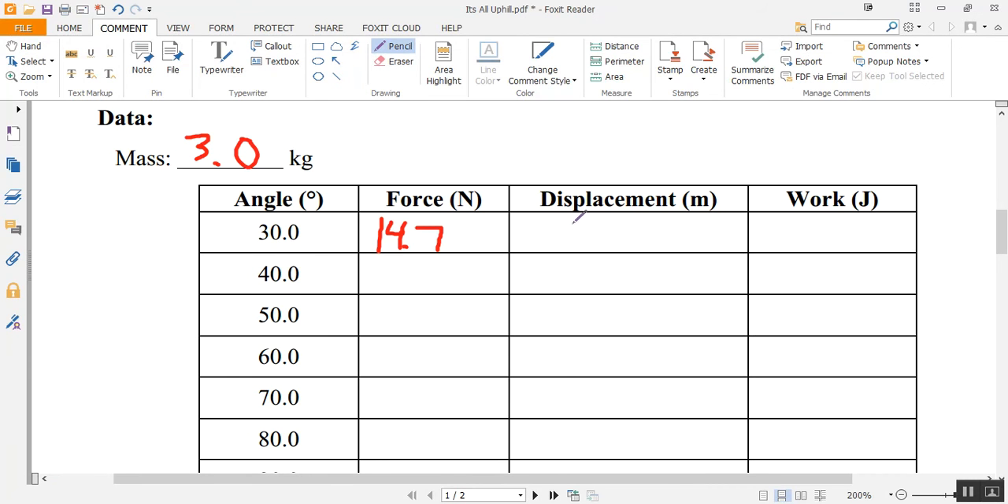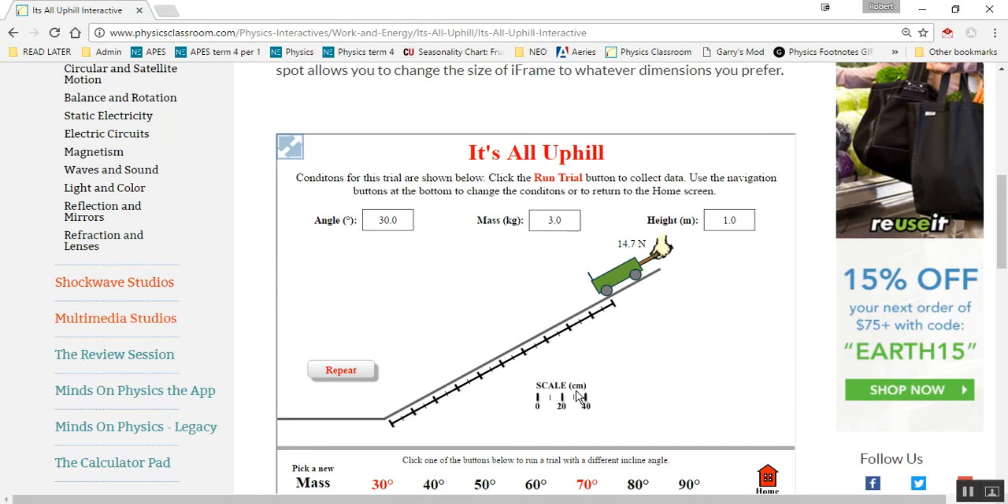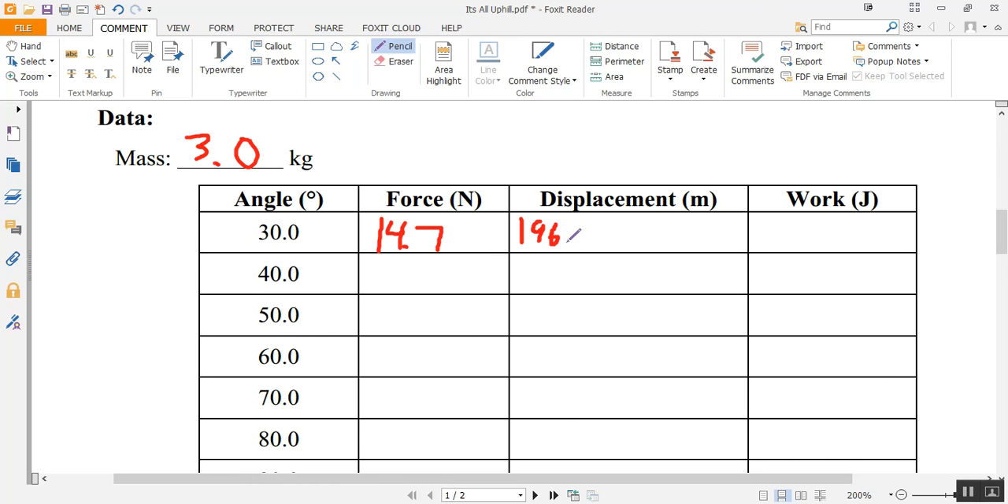So we can come over here. 196. But what are the units for that? Let's go take a look here. It is centimeters. So if that's centimeters, then we would need to convert it to meters. We can move this over twice to the left using the King Henry rule, and we get 1.96 meters.